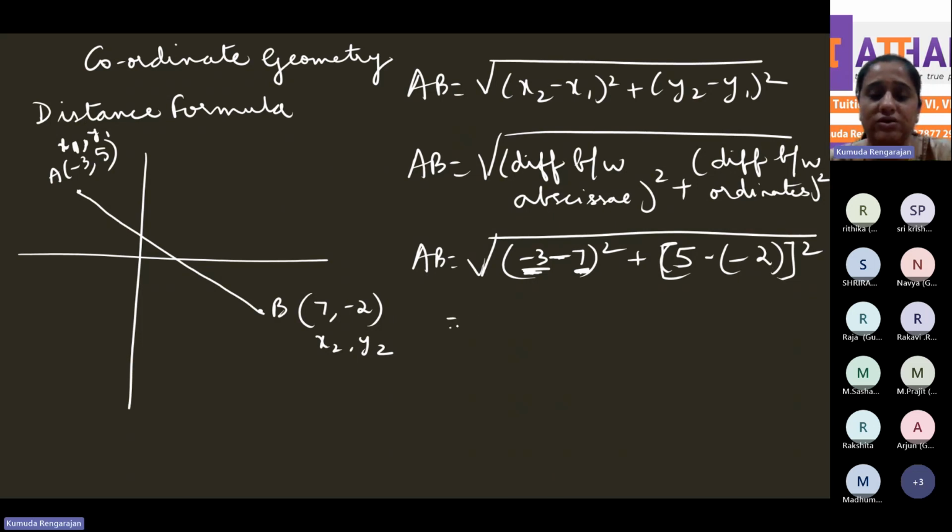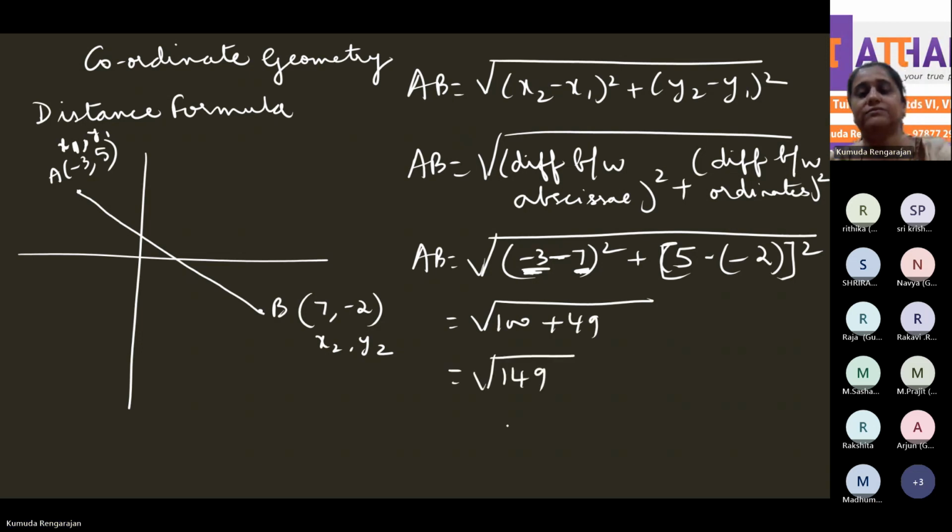The whole square, which is equal to the square root of minus 3 minus 7 is minus 10. Minus 10, the whole square is 100. And then here, 5 plus 2, 7. 7 squared, 49. So plus 49, which is nothing but the square root of 149, whatever units. So this is how we find the distance between 2 points in the Cartesian plane. Subtract the x coordinates in any order and square it, plus subtract the y coordinates in any order, square it. Square root of that sum.